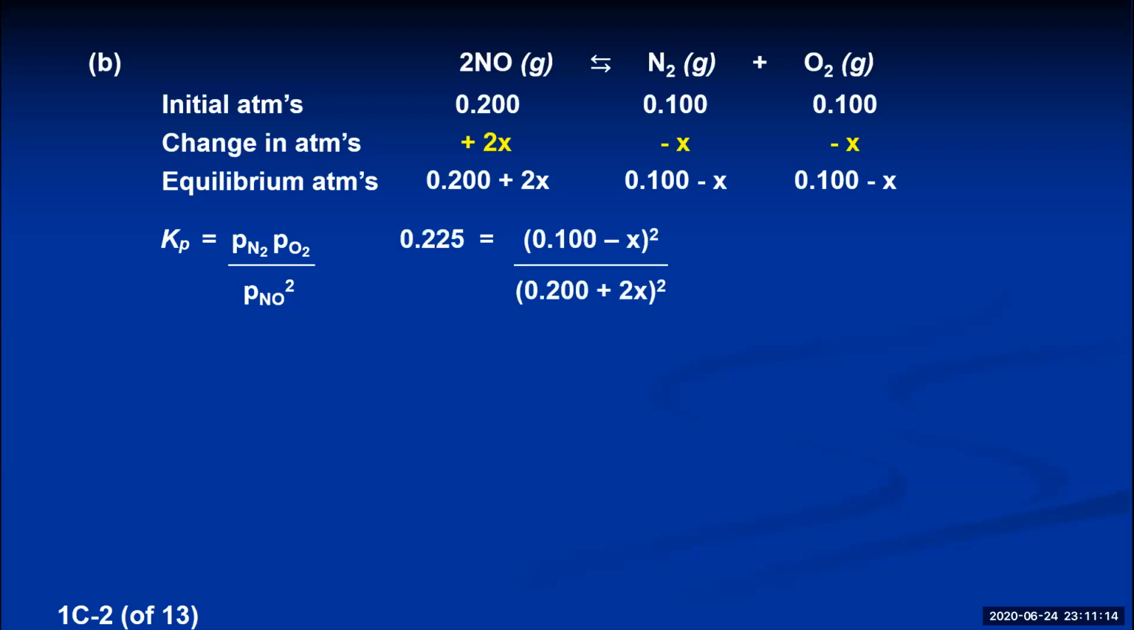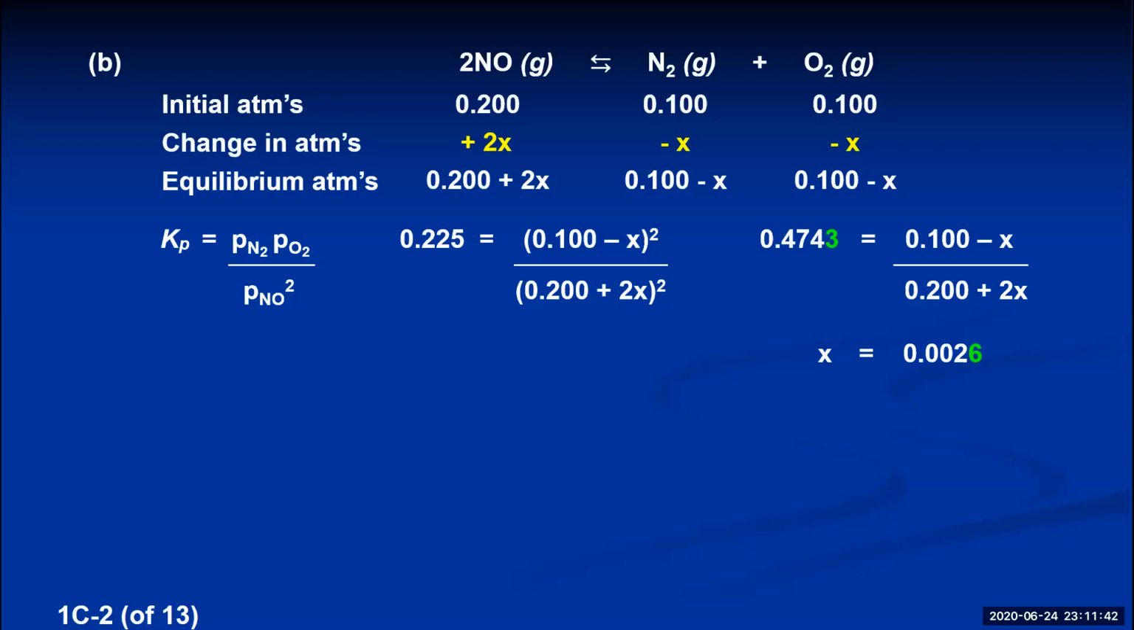This can be solved by taking the square root of the entire equation because the right side of the equation is a perfect square on both the numerator and denominator. If we take the square root of both sides of the equation, we get 0.4743 equals (0.100 minus x) over (0.200 plus 2x). And then without doing the rest of the algebra, you should be able to take this expression and solve it for x. And x comes out 0.002, with a guard digit of 6.